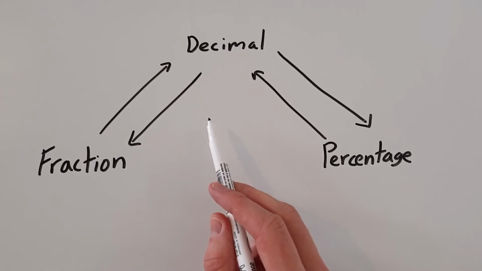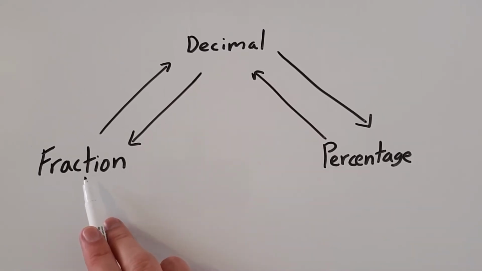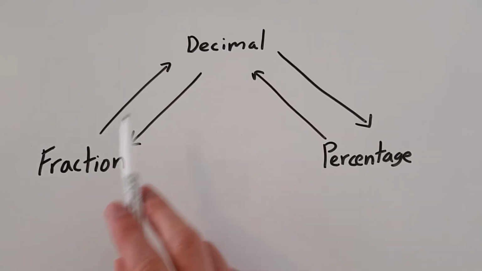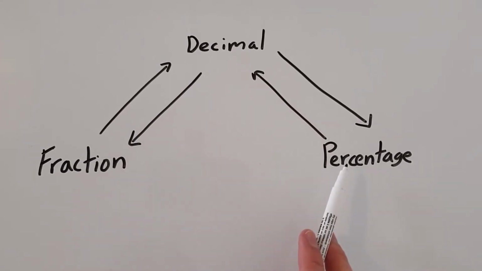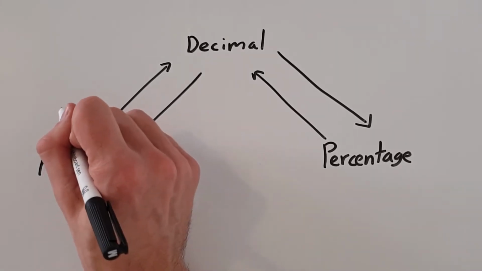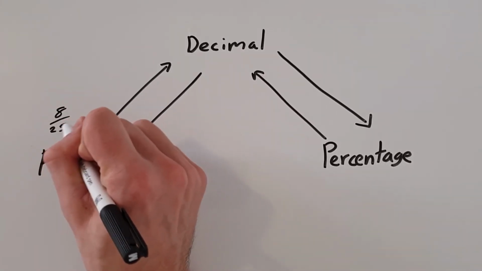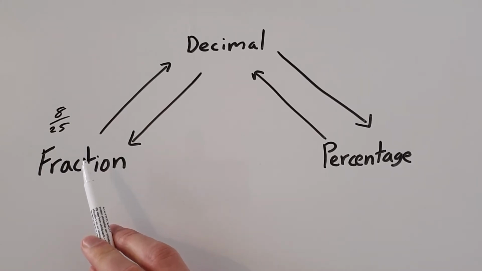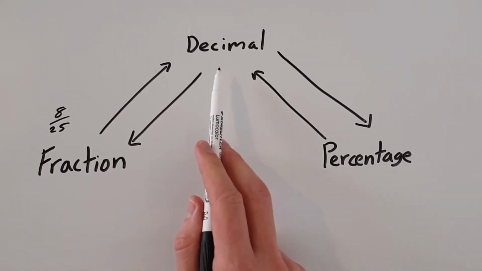So what I'm going to do is start off with an example of a fraction, and then I'm going to turn this into a decimal, then turn that into a percentage, and then we're going to work ourselves back again. So the example of a fraction that I'm going to choose is going to be 8 over 25. Okay, so we now want to turn this into a decimal.